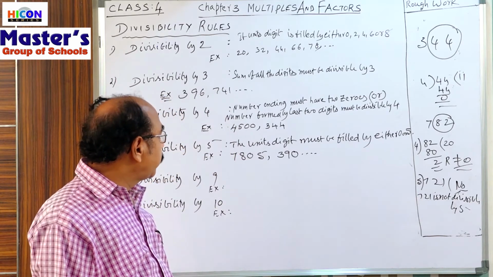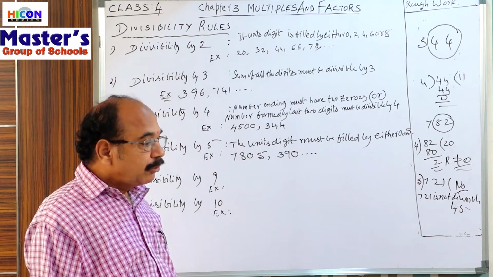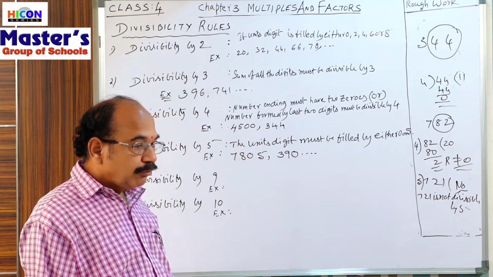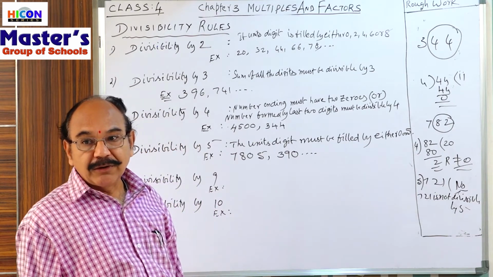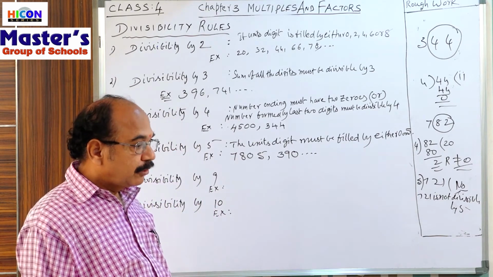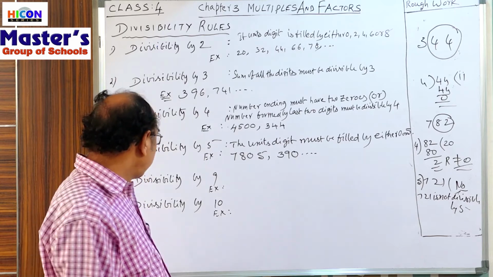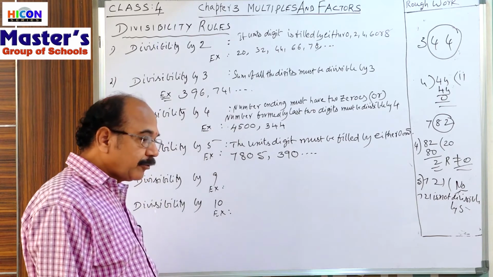Like that, just by keeping the rule in mind, without doing the actual division, we can decide whether the given number is divisible by 5 or not. Okay, now come to divisibility by 9.